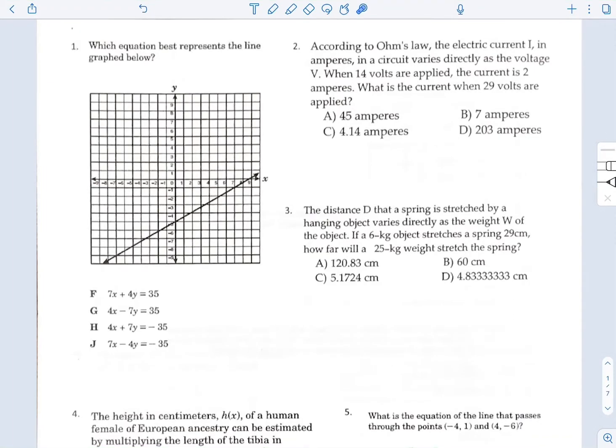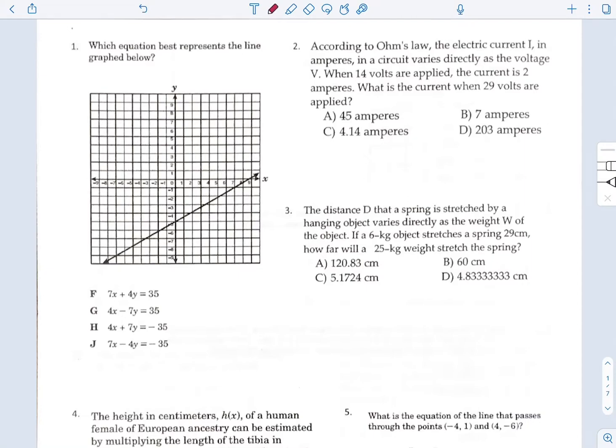All right, guys, we're going to go through this test review real fast, or not. But the first part of this is in number 1, we're asked which equation best represents the line graph below. So we're given this graph and we have to come up with the equation. So this is like writing equations. Feel free to take out those notes, right?